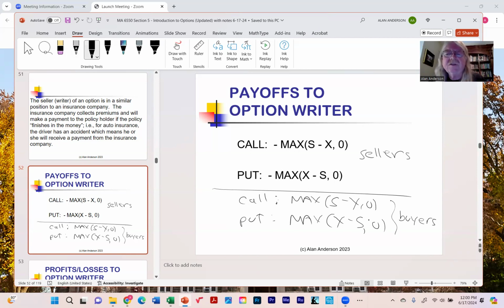So if you look carefully at them, you'll see that the only difference is this negative sign. That's because whatever payoff goes to the buyer, it comes out of the pocket of the seller. So if the call buyer has a payoff of $10, that means the payoff to the seller is minus $10. Same thing with the put. So the payoffs to the two sides have to add up to zero. They're mirror images of each other. And we'll see that when we draw the graphs.